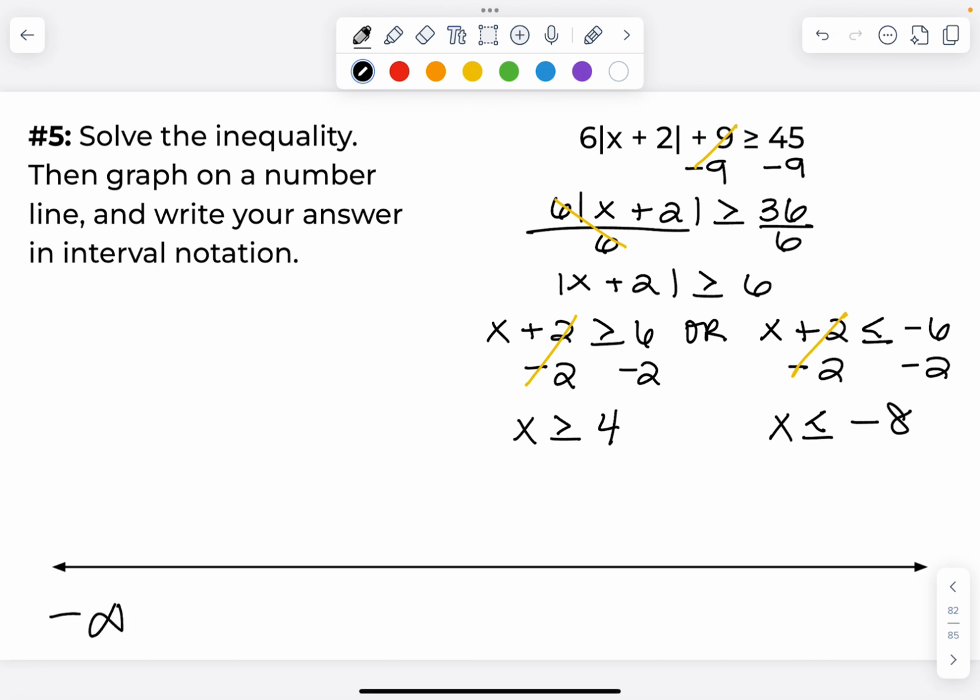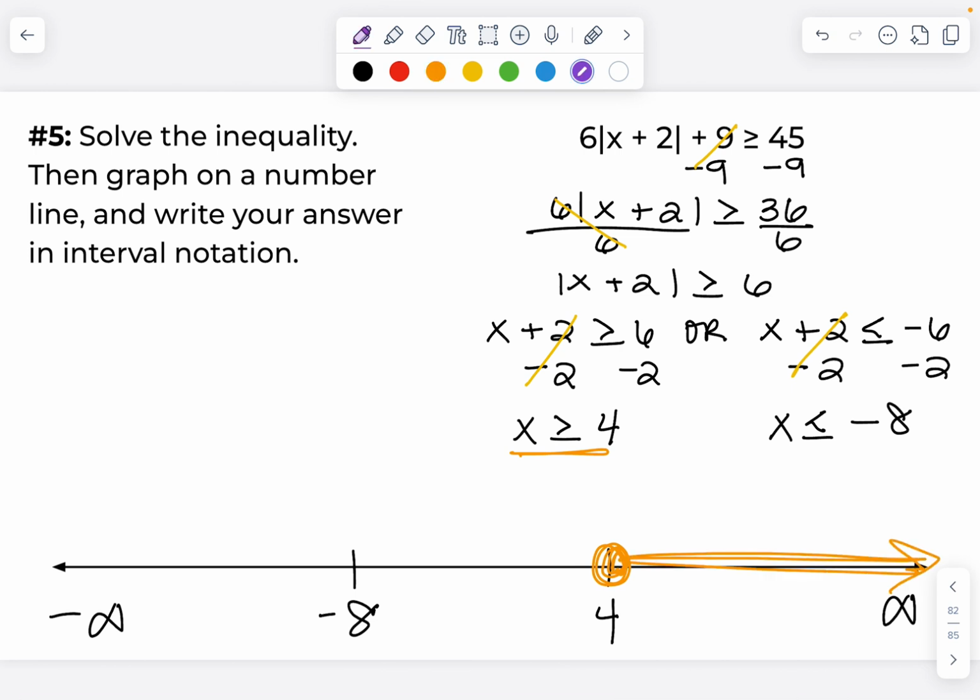So if I think about what that looks like on the number line, I've got negative 8 first, then I've got a positive 4. Greater than or equal to 4 gets a closed circle, and I'm going this way on my number line. Less than or equal to negative 8, again, I get a closed circle, and I'm going this way on my number line.